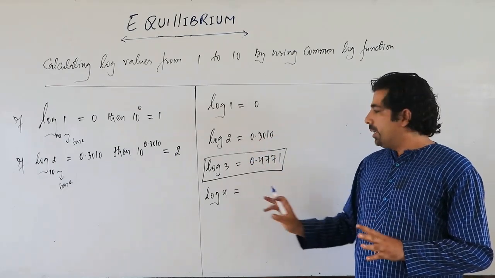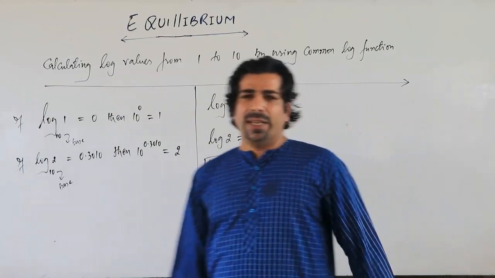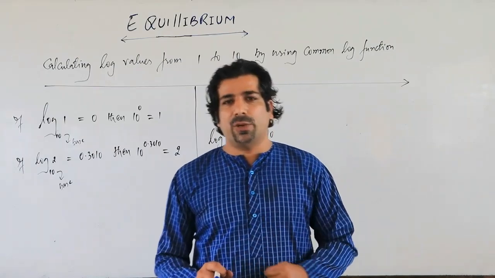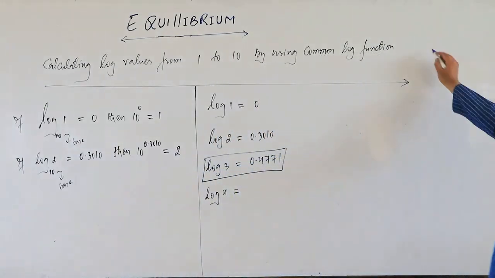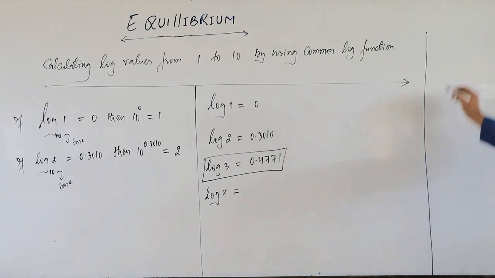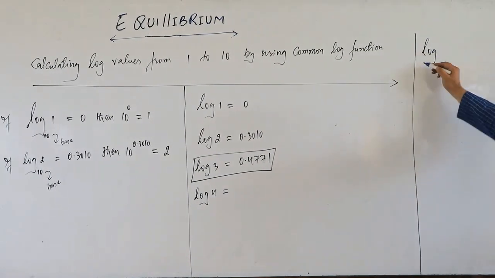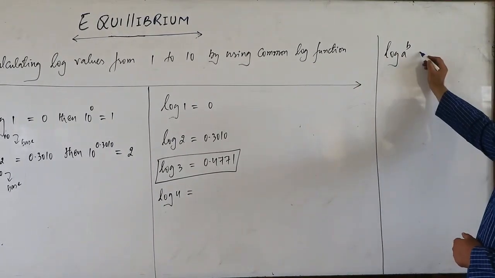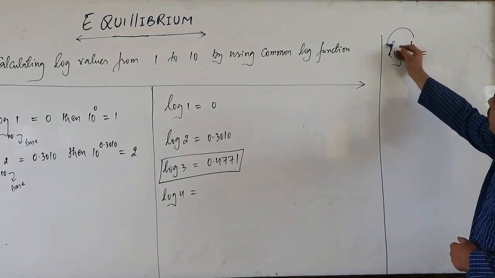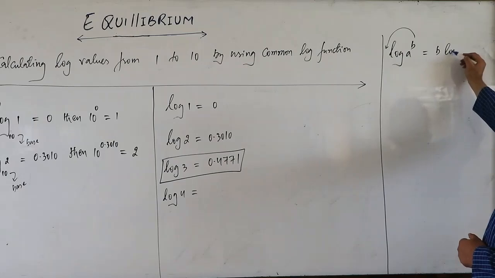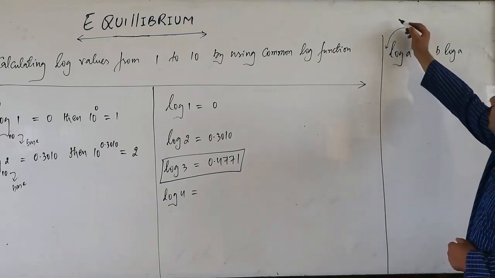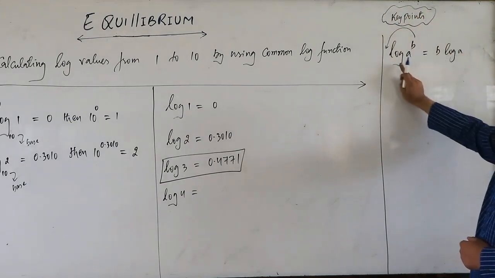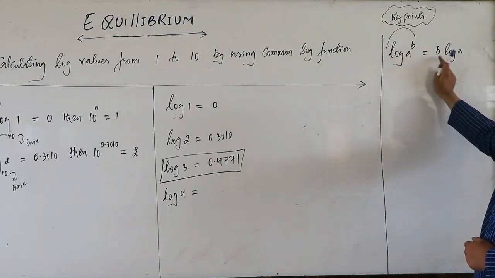It's easy. Now you may be thinking that if we are supposed to remember all these values, then what is the use? Let me tell you, my dear friends, have a look here. Please remember this thing first of all. If I have log a to the power b, it is equal to, take this b here, so it will become b log a. That is the expression, my dear friends. So remember these key points: log a to the power b is equal to b log a.